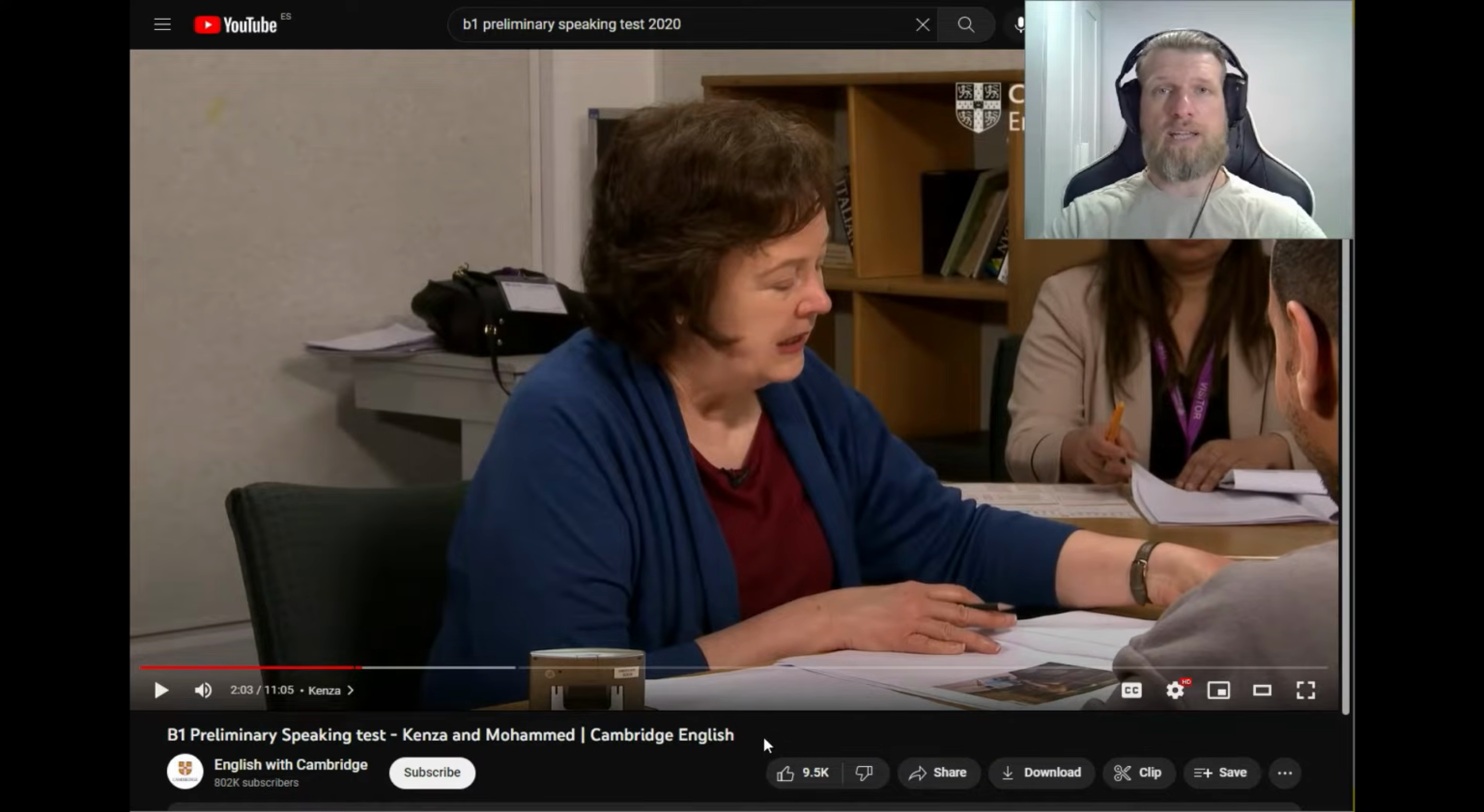Another thing that is often overlooked is the body language of the candidates. So when you're talking to the examiner or to your partner in the exam, always try to smile, try to be positive, to at least give the impression that you are comfortable and that you know what you're doing. Of course, it shouldn't be like an acting job or anything like this, but positive body language can also have a positive impact on your marks. So this is part 1, the warm-up for Kenza and Mohammed, and I will see you in a little bit for the second part.